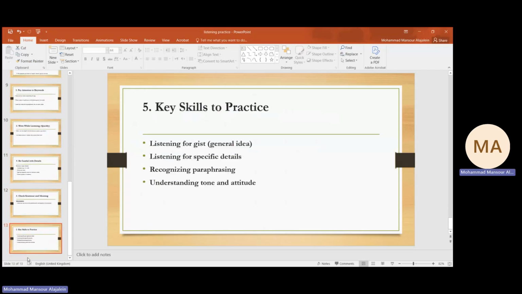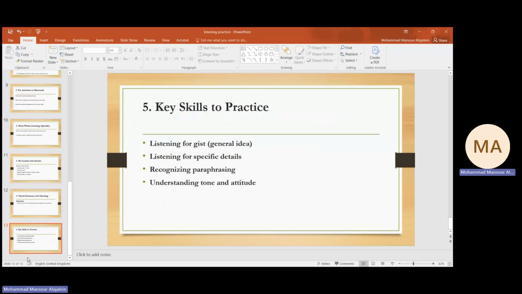Okay, here we have key skills to practice in general. If you want to train yourself on listening, you need to consider these skills. The first one is listening for gist, which is the general idea. Some questions in listening exercises ask what is the general idea of the recording or of the listening part, or what was the general idea of the second paragraph or the third paragraph. This is called listening for gist.